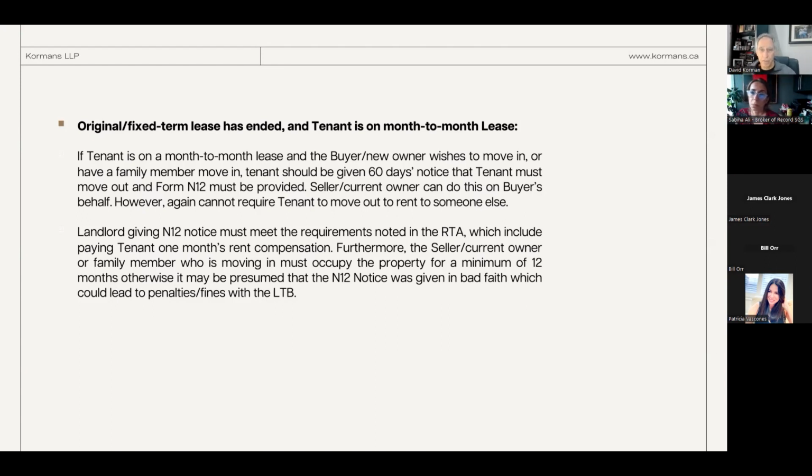But again, they can't use it for false purposes. They can't use it just to try and get the tenant out because they really want to rent it to someone else. So be careful when those N12 notices are being given.